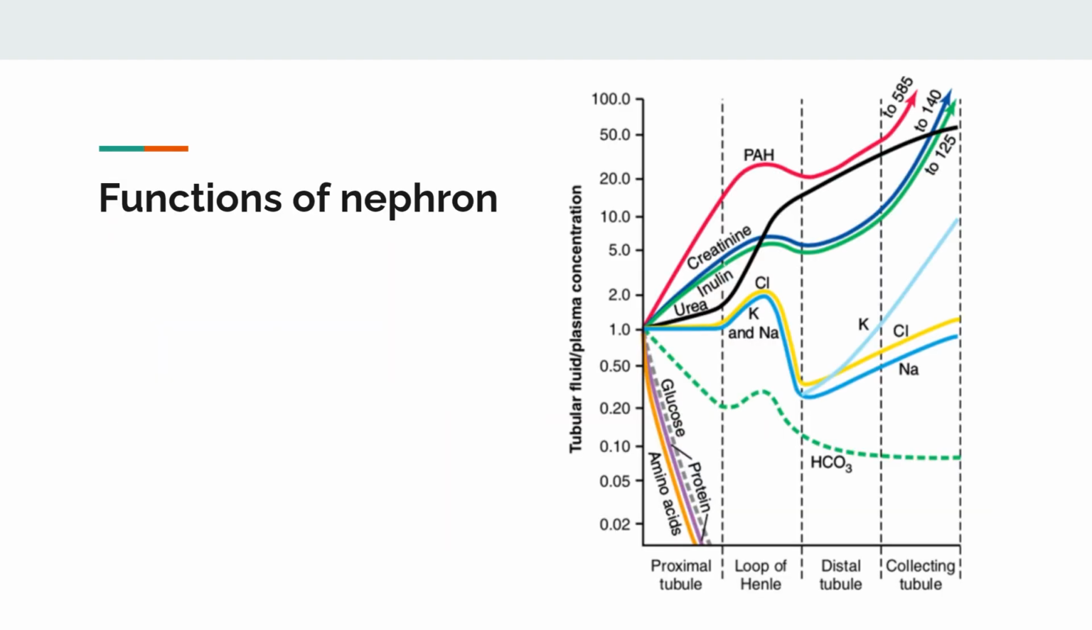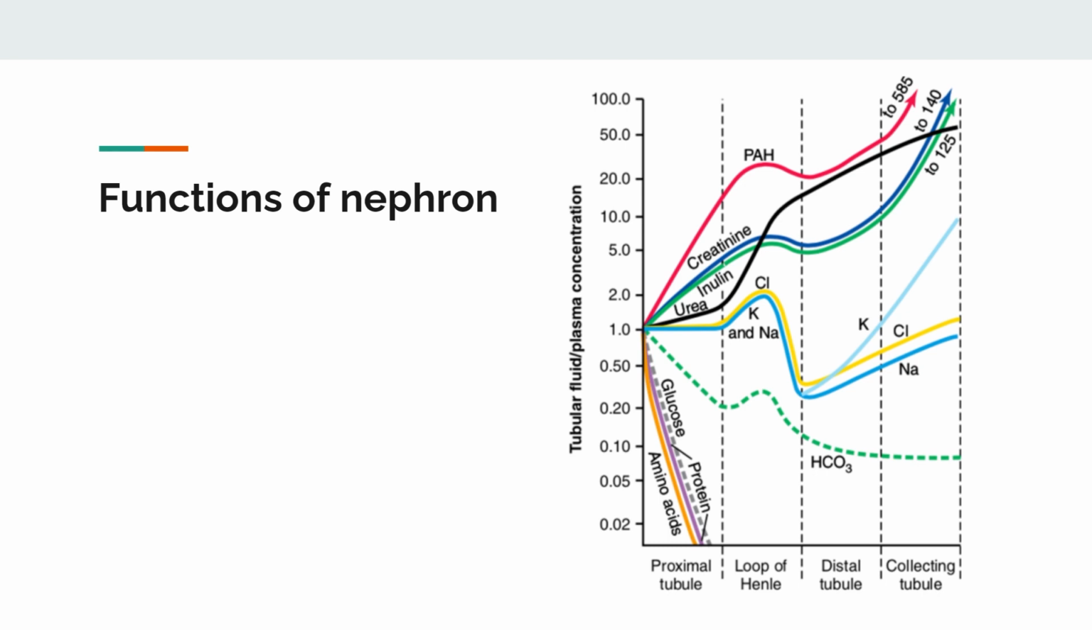So now we've moved on from GFR and we're going to start talking about the actual functions of the nephron, right? Like what does the PCT do? What does the loop of Henle do? And I'm mostly going to start by talking about what it reabsorbs and what it secretes.